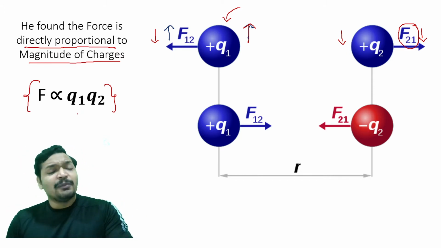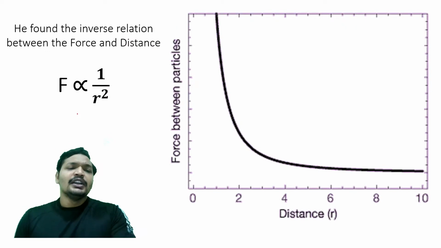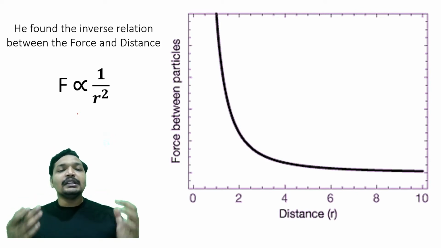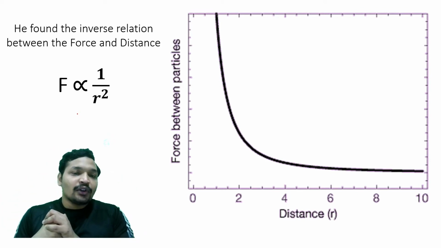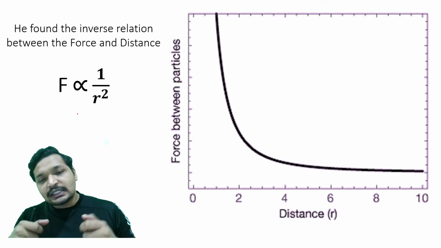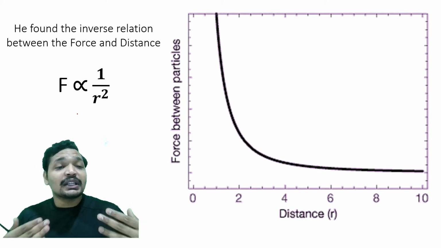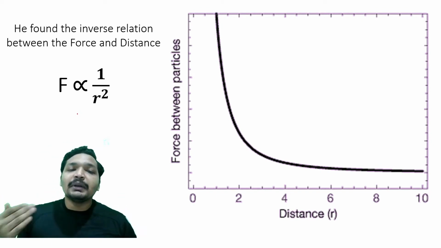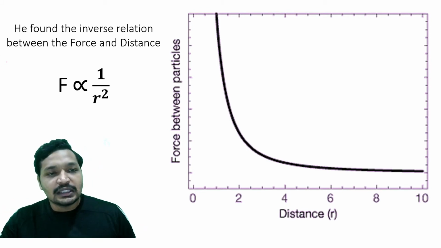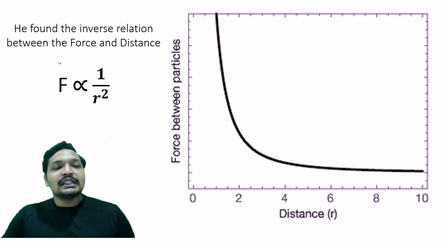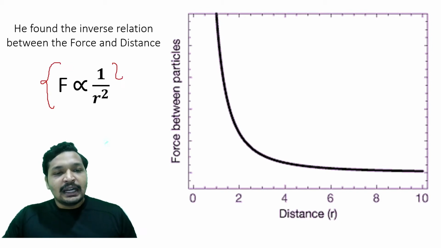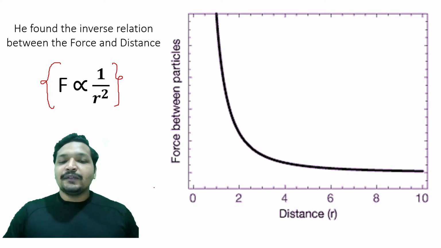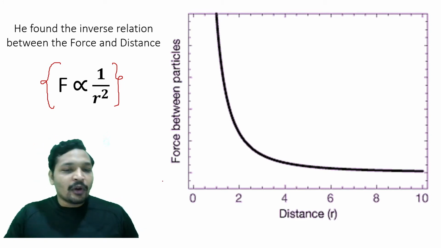And next comes a very interesting thing; you must have seen this several times. The next thing he found is that there is an inverse relation between the force and the distance. Imagine the torsion balance: if I vary the distance between the charges, the force reduces. It is not simply inversely proportional, there is an inverse square proportionality between force and the distance between the charges. So he found an inverse relation between the force and distance between the charges. He must have done it either with numbers and finally come up with an equation, or plotted it on a graph.